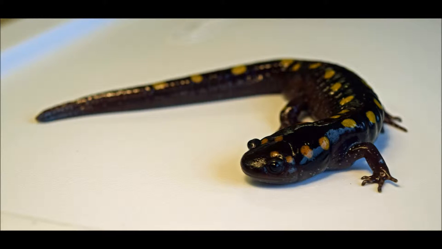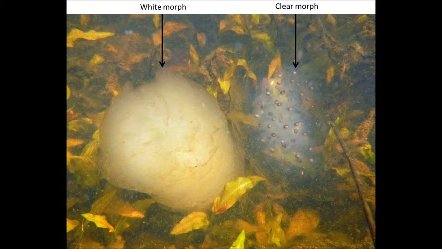Now, while adults of the spotted salamander all typically appear very similar to each other, it is in the egg masses of this species where we see a striking polymorphism. There are two common morphs of their egg masses, where they can have either a white or a clear appearance. There is also a third intermediate or gray morph that is uncommon or completely absent from populations.